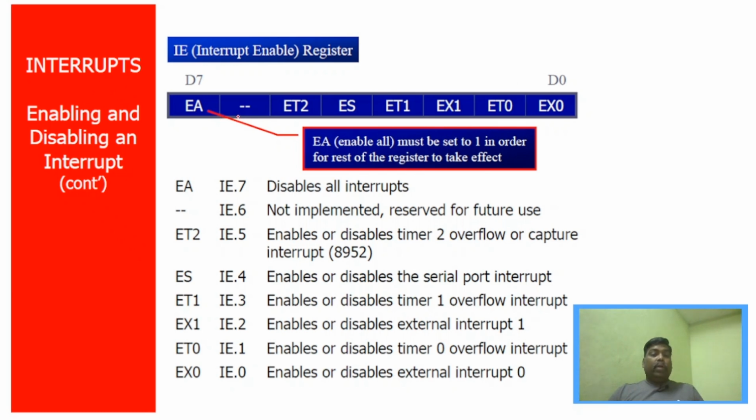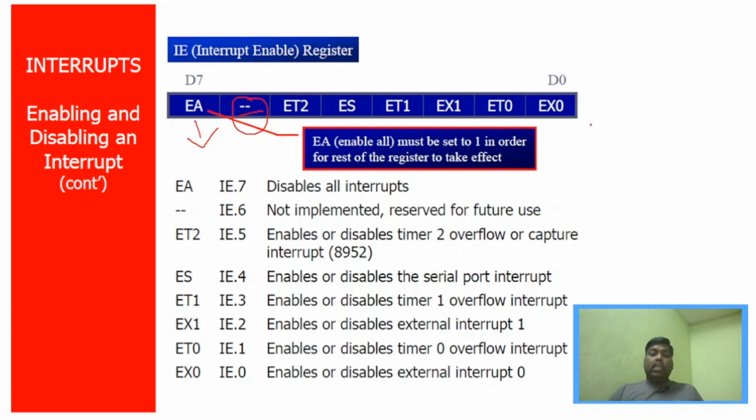We don't need to worry about this particular bit, which is for future use. You have another bit which is called EA. EA is for interrupt enable, and this bit is very, very important. Whenever any particular interrupt is enabled, then the corresponding bit will be enabled.